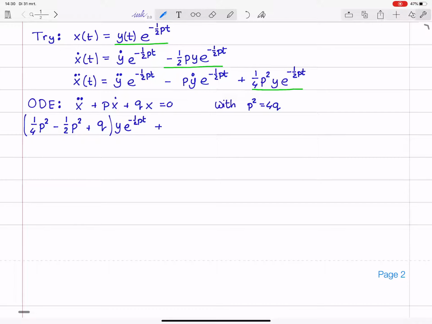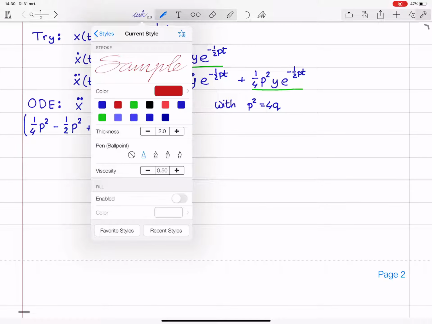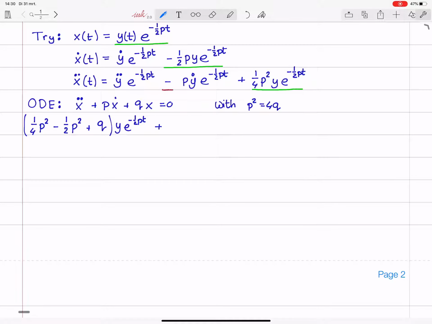And now I will group all the terms that have a y dot. So here we have a term with y dot, and here we have a term with y dot. Let's group these. So we have minus p, and then we have plus p times the velocity, so plus p times y dot e to the power minus a half pt. And then finally the terms with y double dot, that's only one term, y double dot e to the power minus a half pt. And this should be equal to 0.